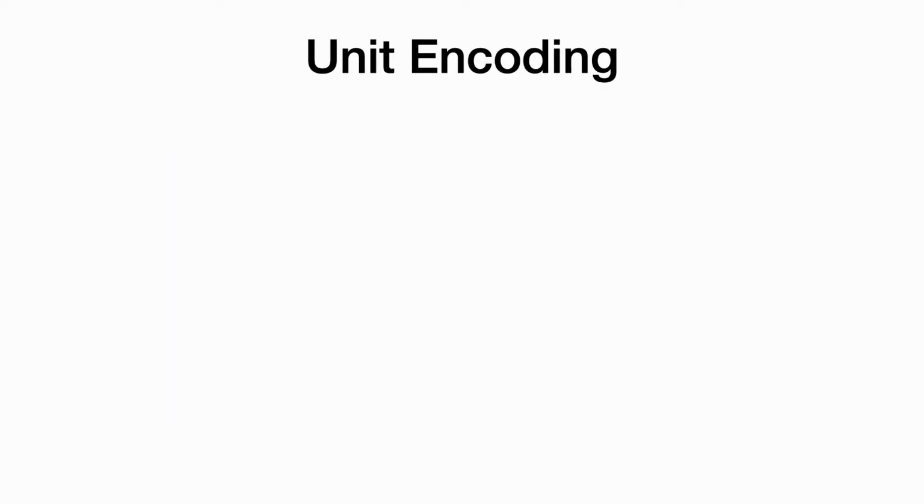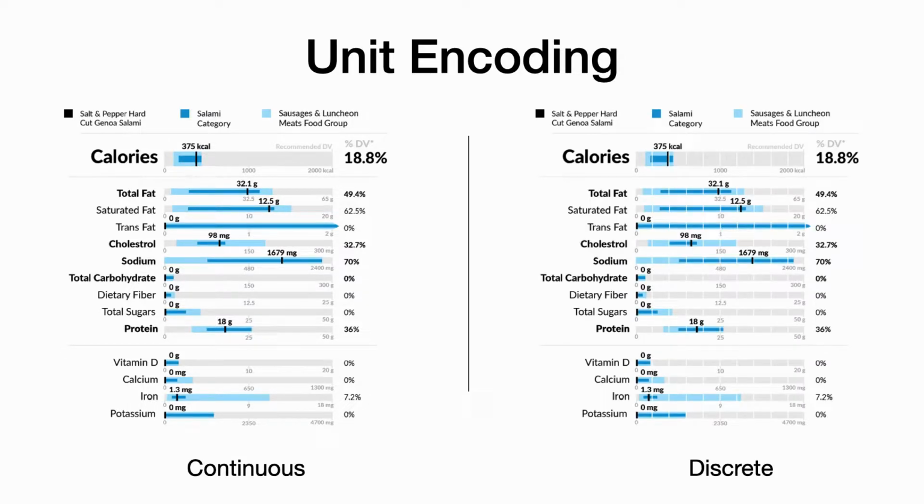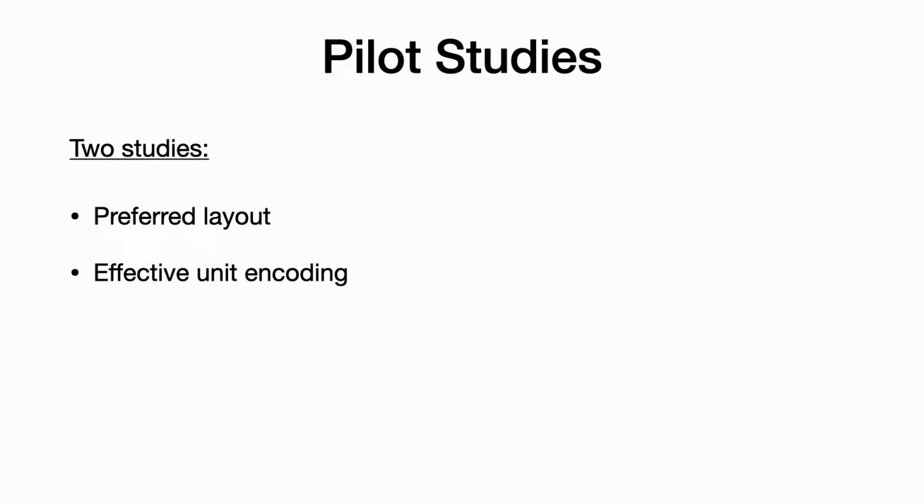In addition to considering two layouts, we consider two unit encodings. The first is a standard continuous encoding, where the range of the nutrient values is represented as a continuous bar, while the second is a discrete encoding, where each bar is divided into 10 individual segments, each representing 10% of the range. We expect that the discrete encoding will help users to easily approximate the quantity of a nutrient and compare values. Having designed different visual labels, we conducted two pilot studies to test which layout users prefer and which unit encoding is more effective.